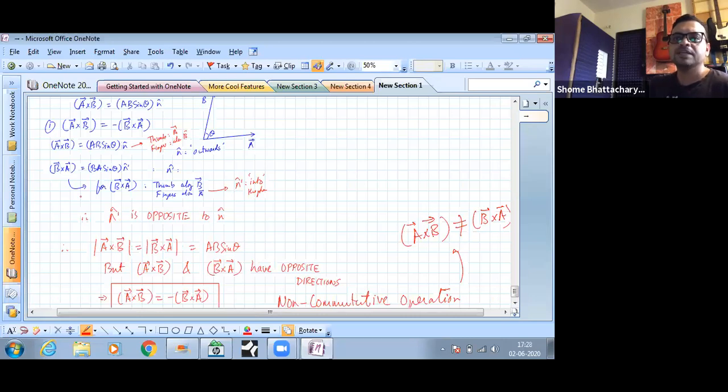So now when you compare these two vectors, A cross B is some vector and B cross A is some other vector, they have the same magnitude, but they have opposite directions. This one is pointing out of the plane, that one is pointing into the plane. So that's why we say that one is negative of the other.